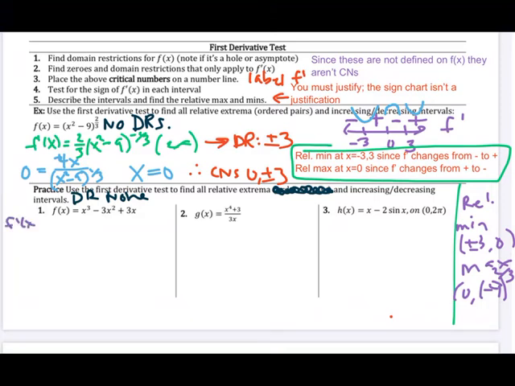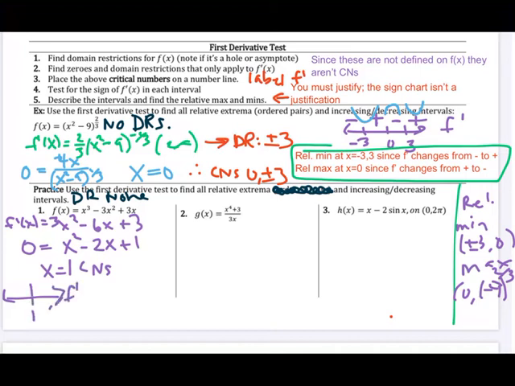F prime of x is going to be 3x squared minus 6x plus 3. That is defined everywhere. So I'm going to set that equal to 0. I'm going to divide by 3 also. So x squared minus 2x plus 1. This factors and solves to just be x equals 1. So this is our one and only critical number. So we're going to make a sign chart with only that number on it.